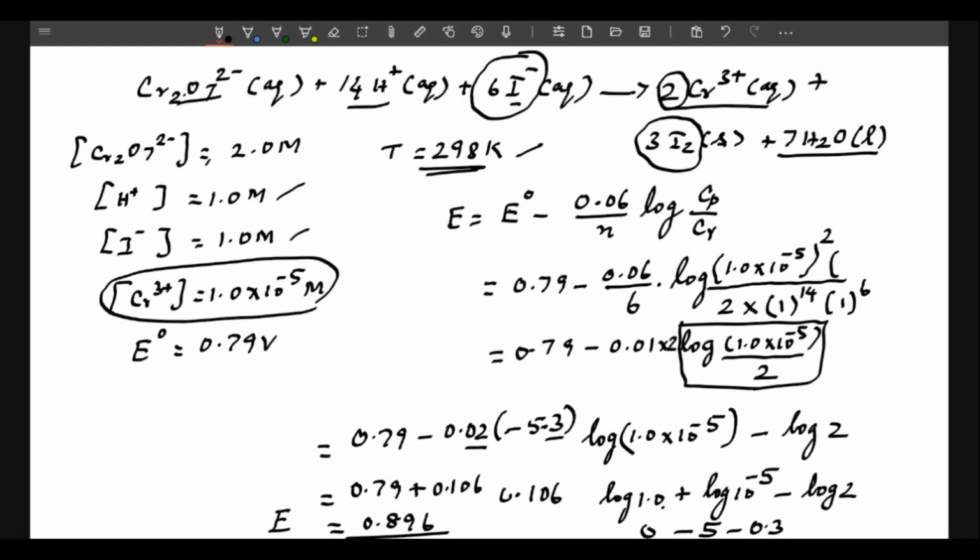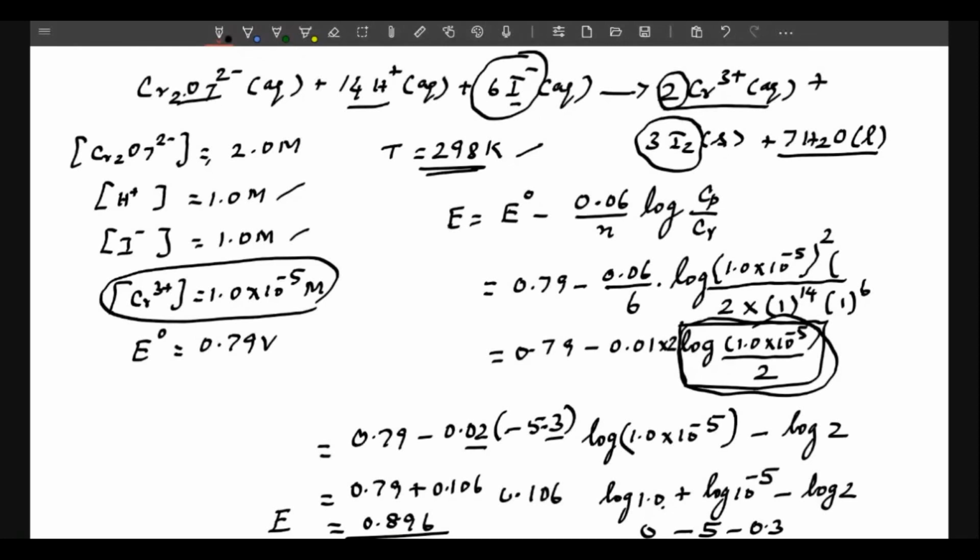Do you follow this? Okay, any doubt here? Here you should be very cautious in solving these log values. Very cautious. Take it outside, then solve and then bring it to the side. Otherwise, it will confuse you and lead to a different value.